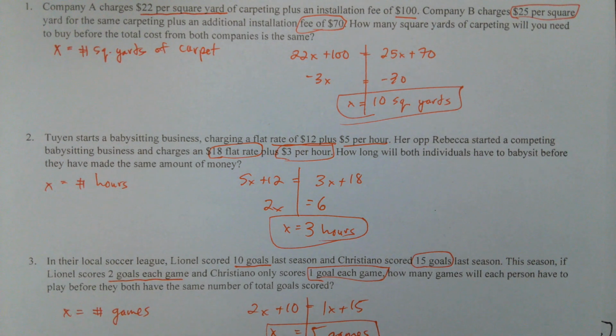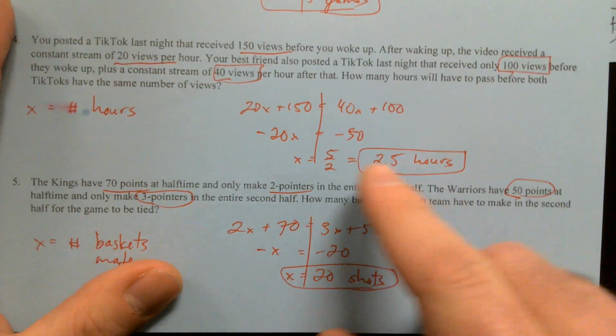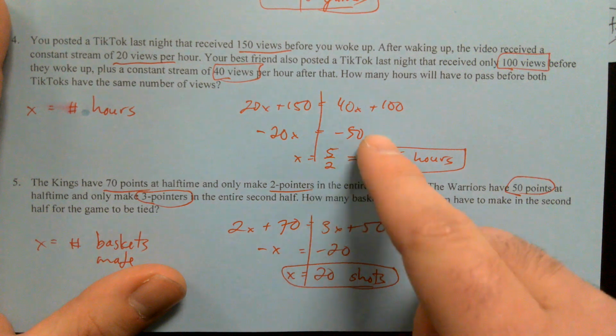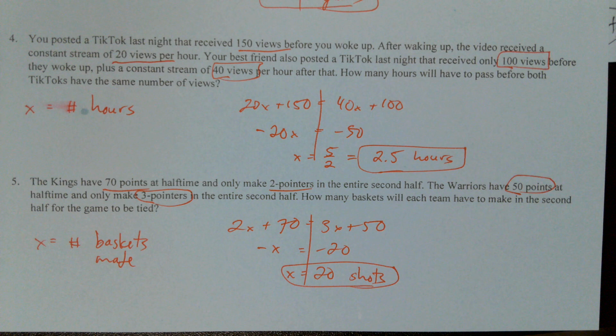Oh, we should have done number 4. What did you get for number 4? 2.5. With number 4, we end up with 5 over 2. 50 over 20 turns into 5 over 2. This is the one rare time I'm going to ask you to do a decimal, because 5 over 2 hours doesn't make any sense. I wouldn't say I've been at the doctor for 5 over 2 hours. Nobody says that. 2.5 hours is easier for us to understand. And of course, we got 20 baskets or 20 shots, number 5.